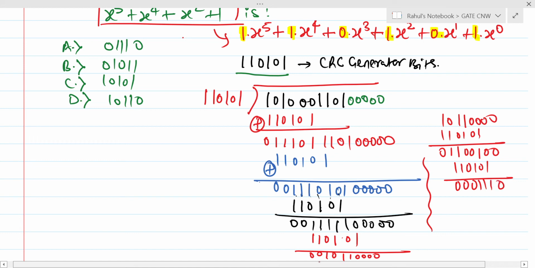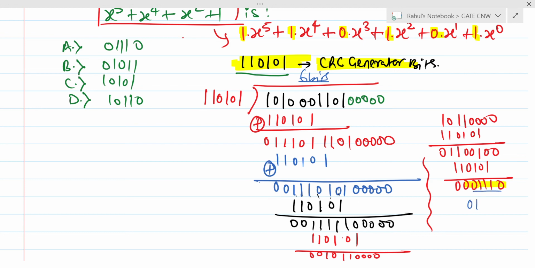So you can see at the last we got 6 bits. 1 2 3 4 5 6. Just a second, how many bits do we have? The CRC generator is 6 bits here, so in CRC we only need 5 bits. Here we have 6 bits, so we need 5 bits: 0 1 2 3 4 5, right? 0 1 1 1 0. It is our CRC bits which is asked in the question. Option A is the correct answer, 0 1 1 1 0, and here also we got it.